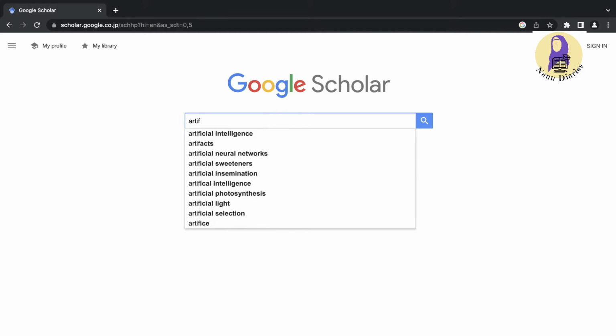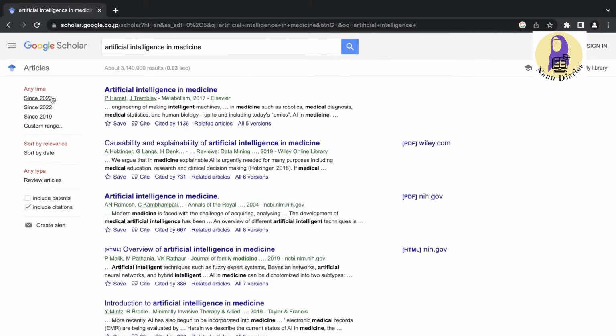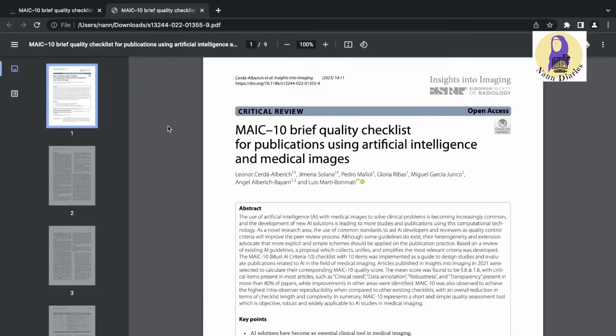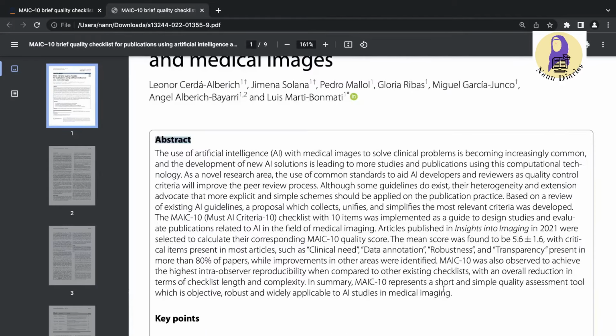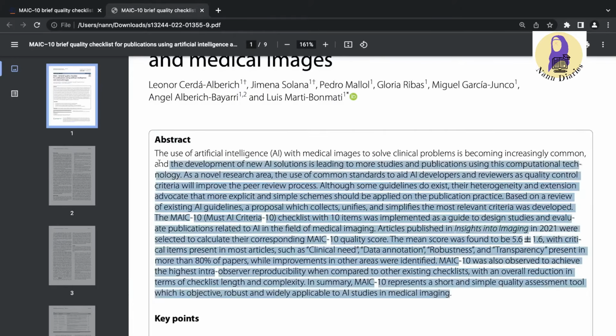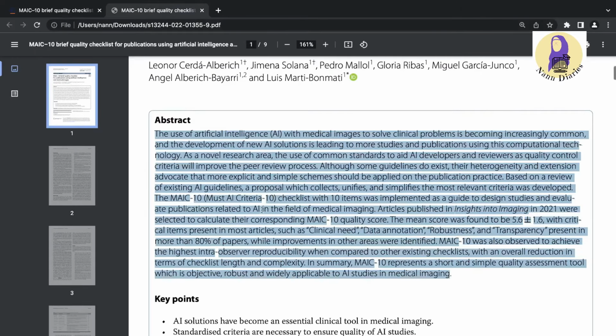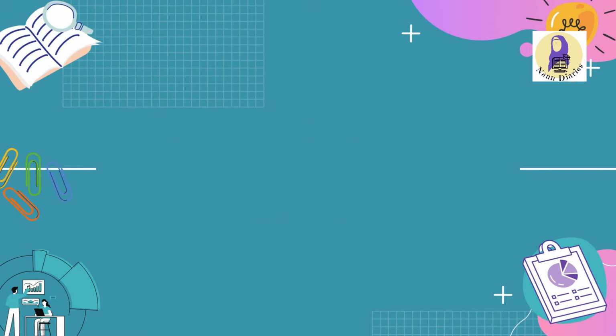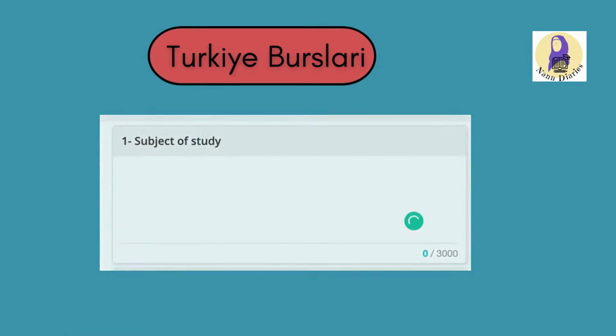Read the recent papers. You don't need to read the whole paper. You can simply read the abstract. Abstract means a summary of the whole paper. And then when you go to the literature review, you can read all the other sections. After that, you can decide your research topic, title, or subject of study.